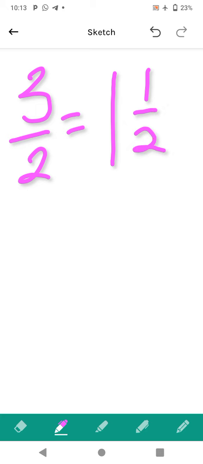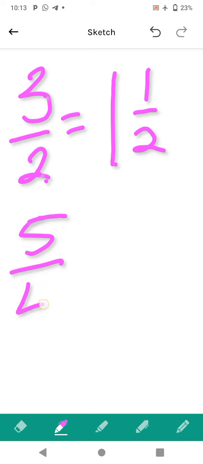The 1 I have here is coming from the number of times the denominator can go into the numerator. We have only one group of 2 in 3, and that is a 1. And if we have that group of 2 in 3, we'll be left with a remainder 1, and that 1 is what I wrote up here.